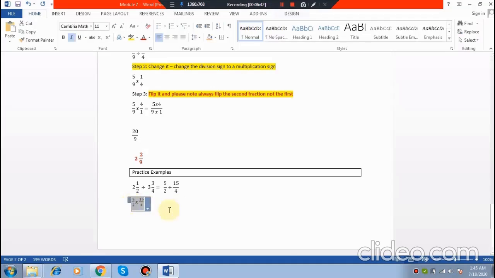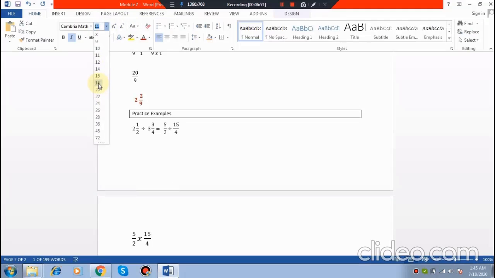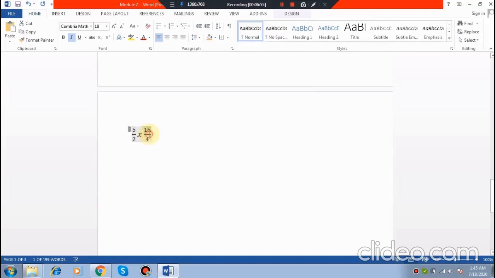Let me just increase the size on this one here. Right, cool. Yeah, makes sense. We have changed the division sign to the multiplication sign. Now we will want to flip it.